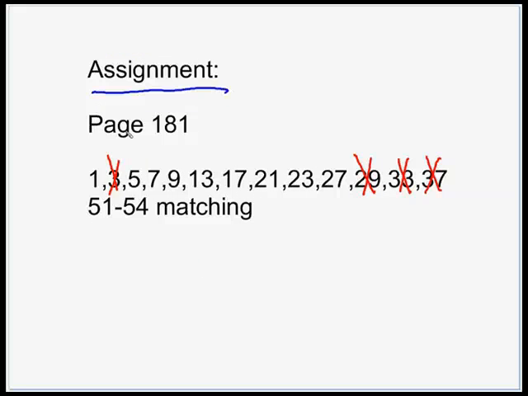On your assignment sheet, page 181, I did make this change last year. I can't remember if I updated it on your paper for this year. Make sure that these problems are crossed out, 3, 29, 33, 37. And I'll double check to make sure I did update your assignment sheet from the start of the school year.